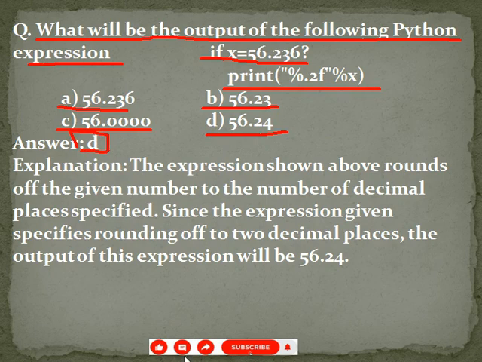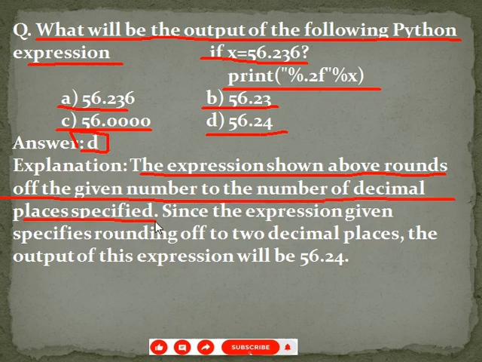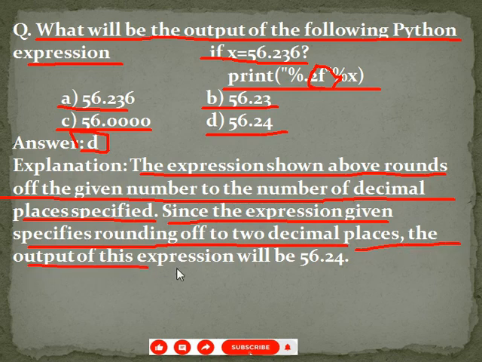How? See the explanation. The expression shown above rounds off the given number to the number of decimal places specified. What is specified? 0.2f. Since the expression specifies rounding off to two decimal places, the output of the expression will be 56.24 because of the digits 236 after the decimal point. So it returns 56.24.